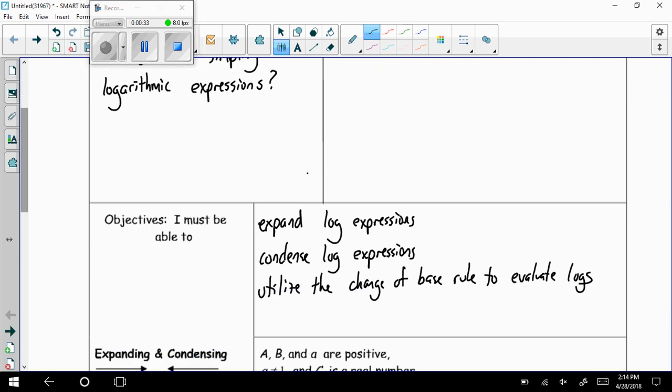First, I want to expand logs, so make them bigger, break them into pieces. Then I want to condense them, so smush them together, make them simpler. And finally, I want to utilize the change of base rule to evaluate logs. And all of those processes will be part of our solving tomorrow. So make sure that you're okay with how the rules function.